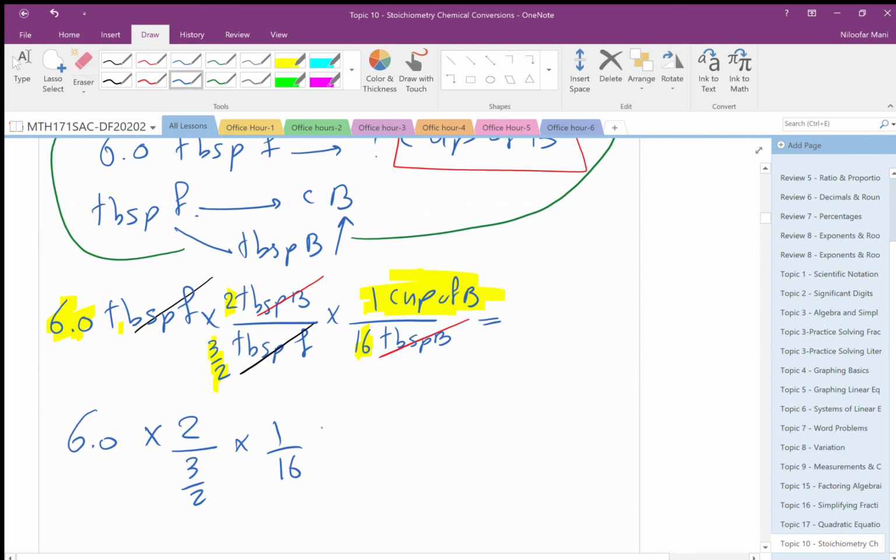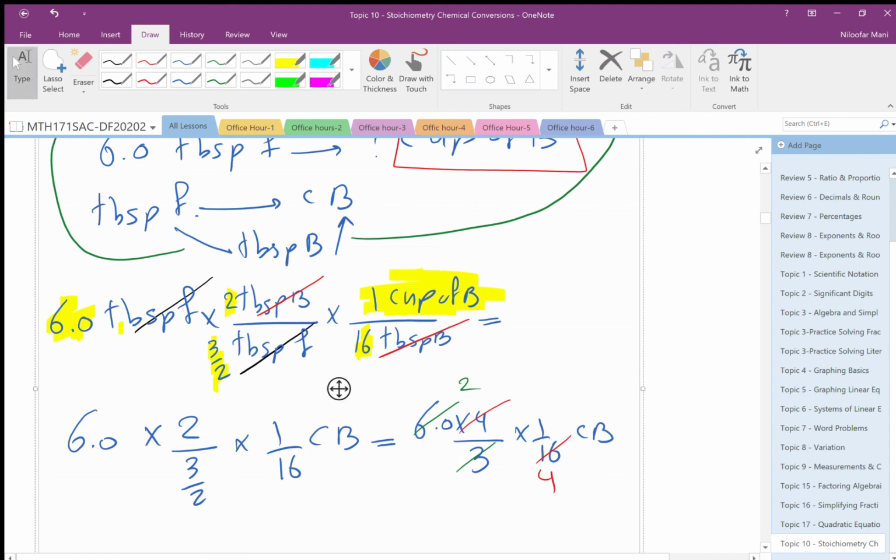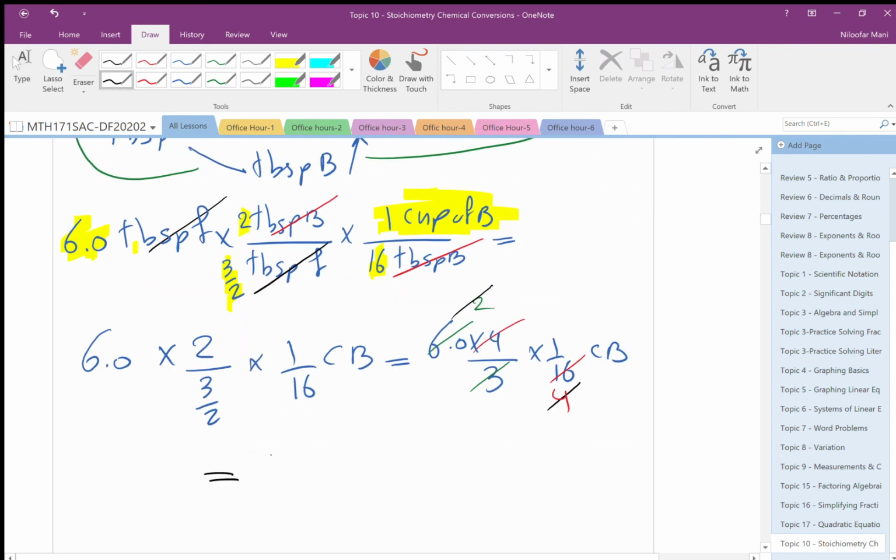This will be cup of B. So it is 6 multiple 4 divided by 3 multiple 1/16 cup of B. I can cancel this and this, this and this, and now I can cancel also this and this. So the answer is half. Yes, it's 1/2 or half of cup of butter. So you have to see what you have and what you want.